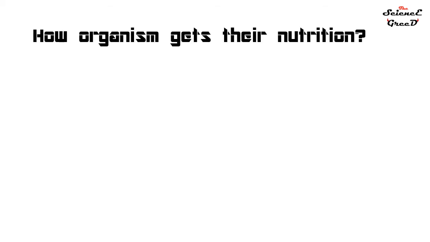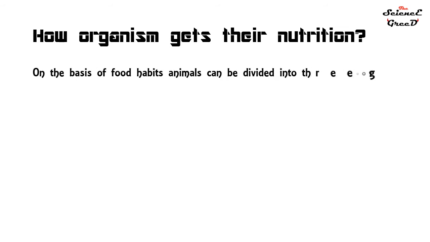How organisms get their nutrition. On the basis of food habits, animals can be divided into three groups. They are herbivores, carnivores, omnivores.